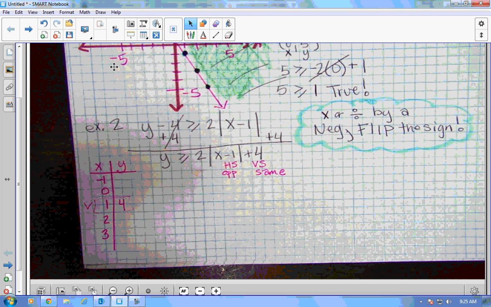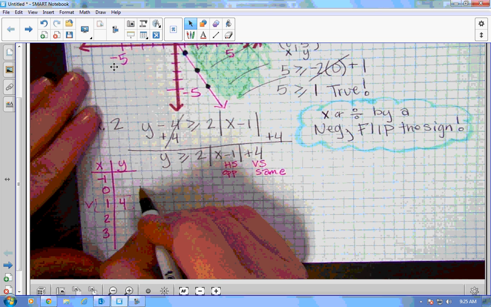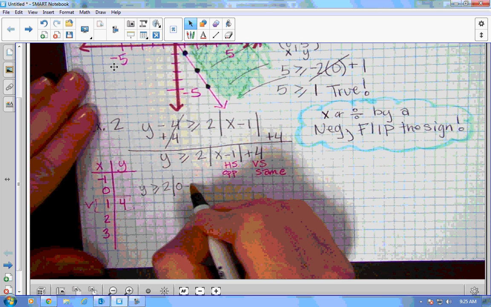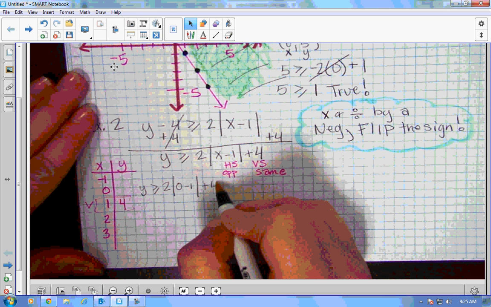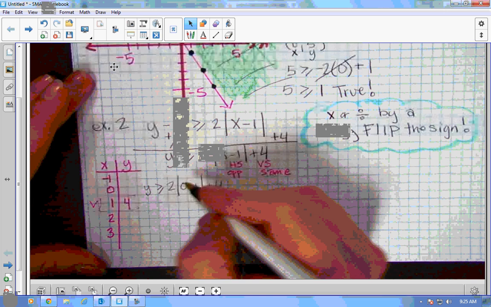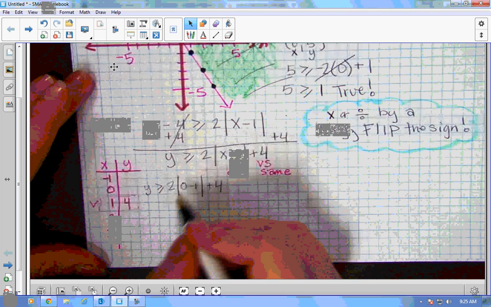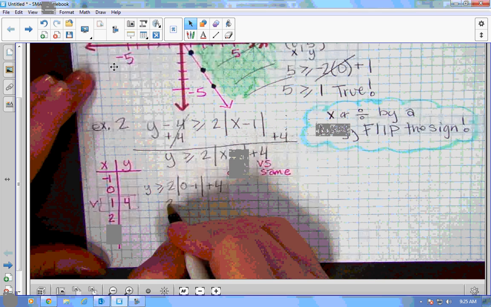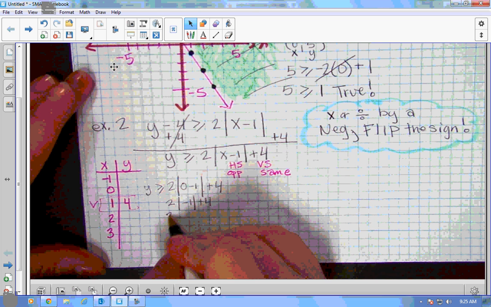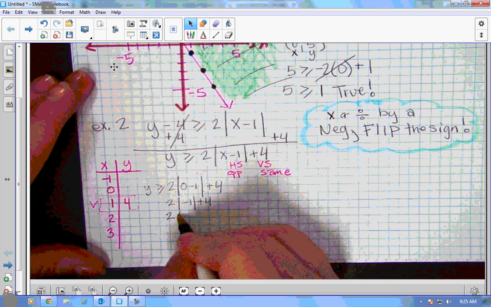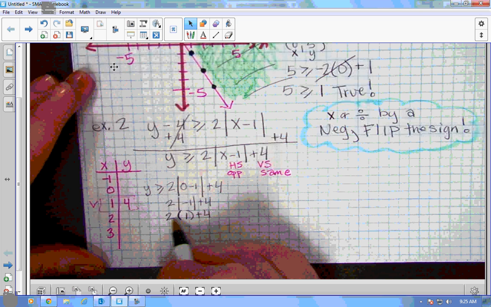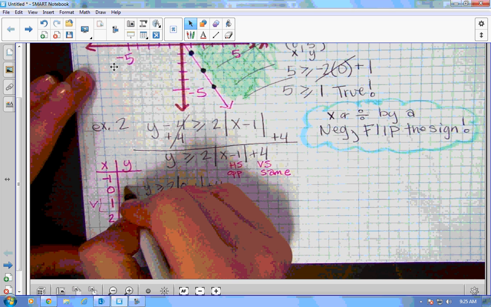Okay, so let's plug in 0. y is going to be greater than or equal to 2 times the absolute value of 0 minus 1, close the absolute value, plus 4. When we're simplifying, remember, please excuse my dear Aunt Sally, parentheses actually stands for grouping. So this absolute value is a grouping. So we get 2 absolute value negative 1 plus 4. The absolute value of negative 1 is positive 1. So it becomes 2 times positive 1 plus 4, and that is 2 plus 4, which is 6.